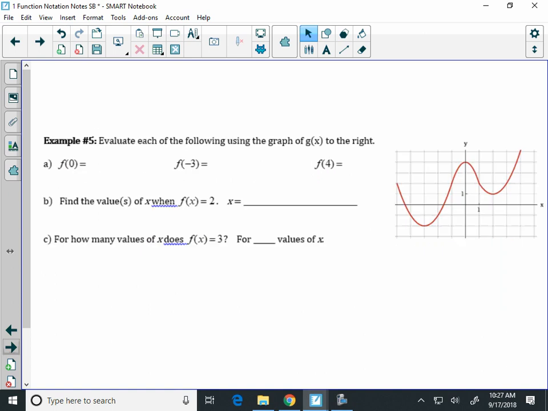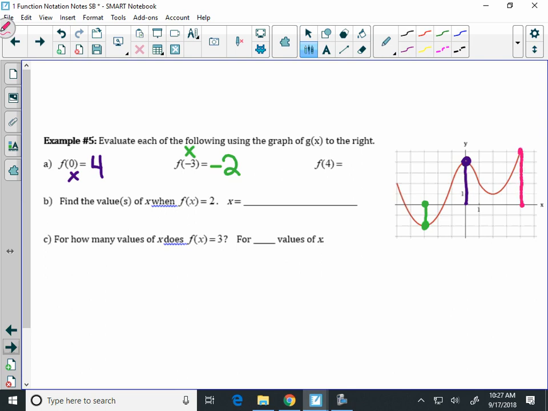Example 5. All right, evaluate each of the following. F of 0 again. That 0 is an x value. So you go to your graph where x is 0, and it looks like you have to go up 1, 2, 3, 4 to get an output on the graph. At negative 3 for x, if I go to where x is negative 3 here, it looks like I have to go down 1, 2 to get an output of my graph. And then f of 4, we go over to 4 here, and I have to go up 1, 2, 3, 4, 5 times to get an output.